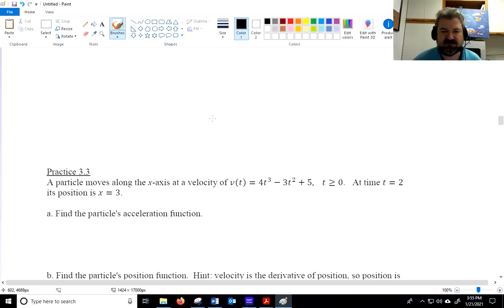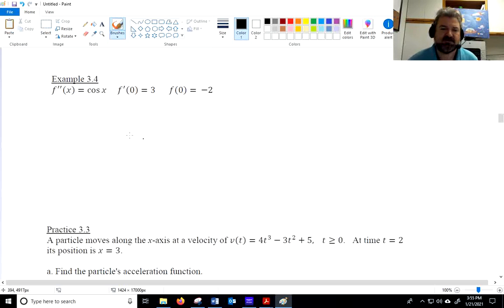All right, let's go to example 3.4. Now we've got f double prime, so we're going to have to do this process a couple of times. First, the integral of f double prime is just f prime. The integral of cosine is sine. There's no negative because remember, it's only negative if you get co in the answer.